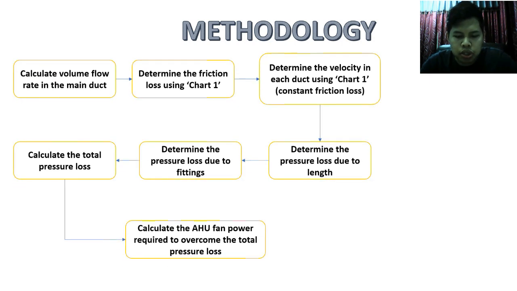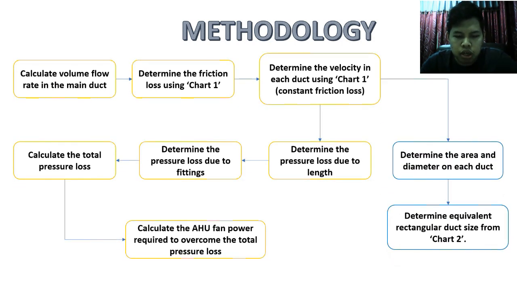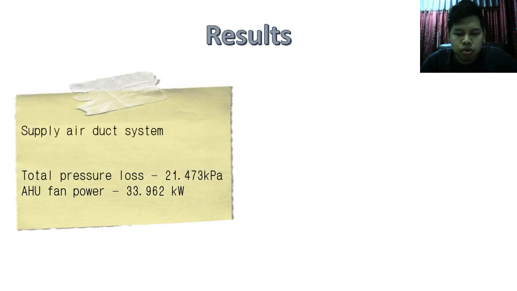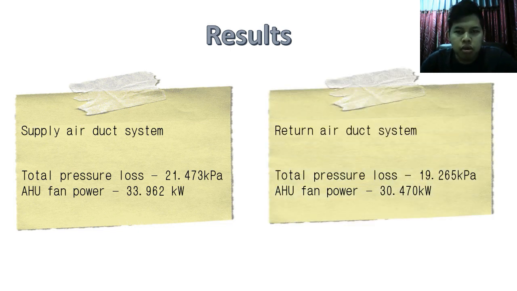This is the methodology to obtain the AHU fan power required to overcome the total pressure loss, and also to determine the equivalent rectangular duct size. Finally, the result. The total pressure loss for the supply air duct system is 21.473 kPa, and the fan power required is 33.962 kW. For the return air duct, the total pressure loss is 19.265 kPa, and the AHU fan power required is 30.47 kW.